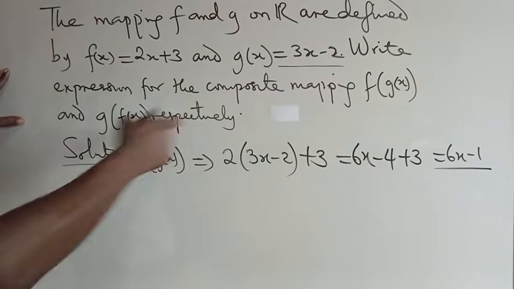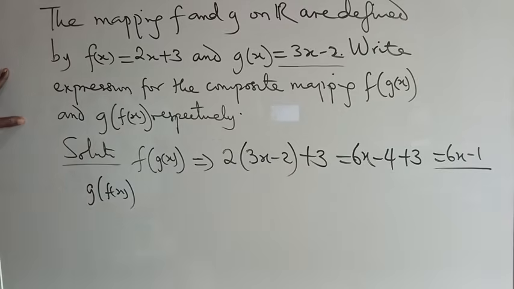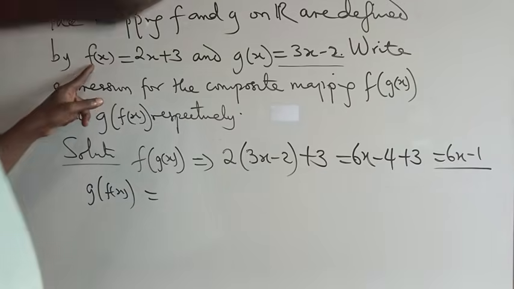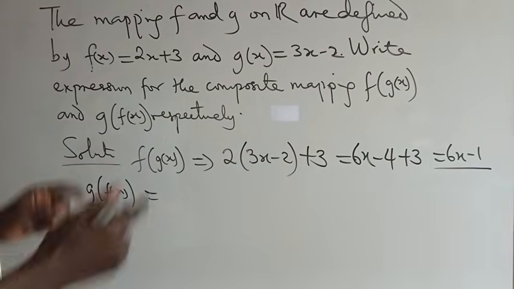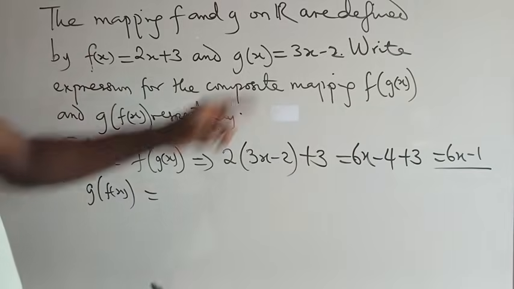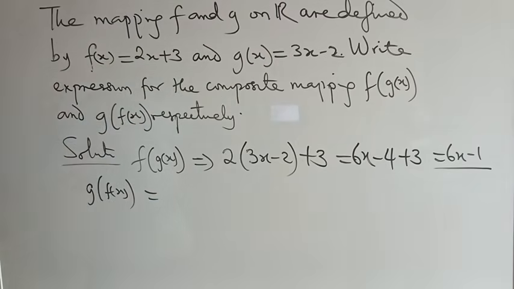Now for the second one, g of f of x. This is just the reverse of the first one. We are putting f of x inside g now. The function f of x will now be inserted inside g of x. So g of x is the base now. You put f of x there. Wherever we see x in g of x, we put f of x there.